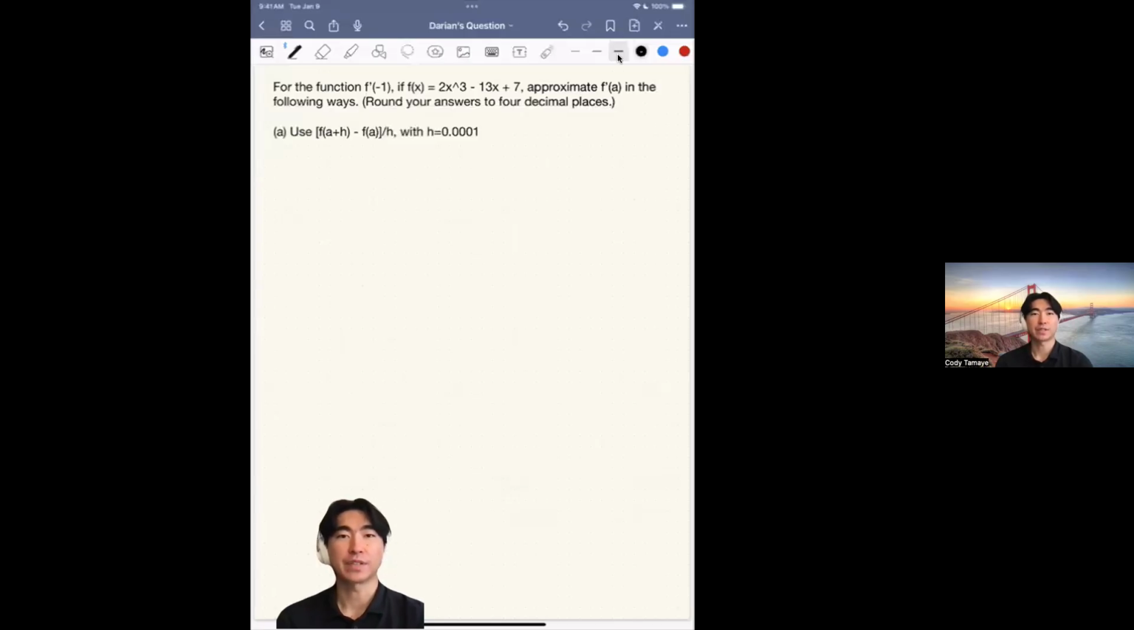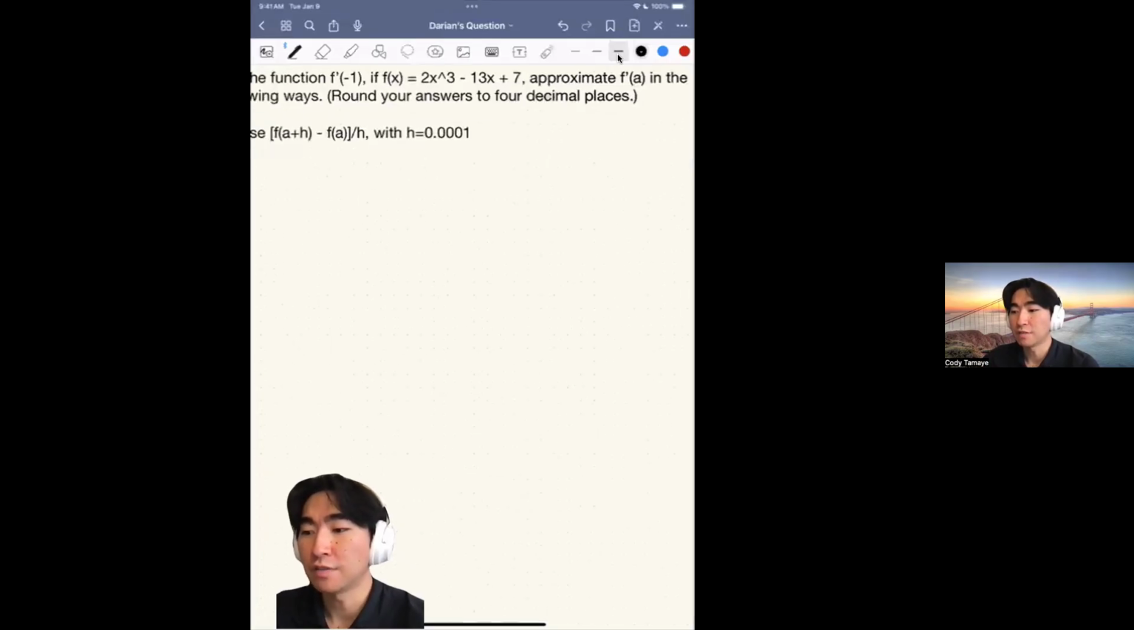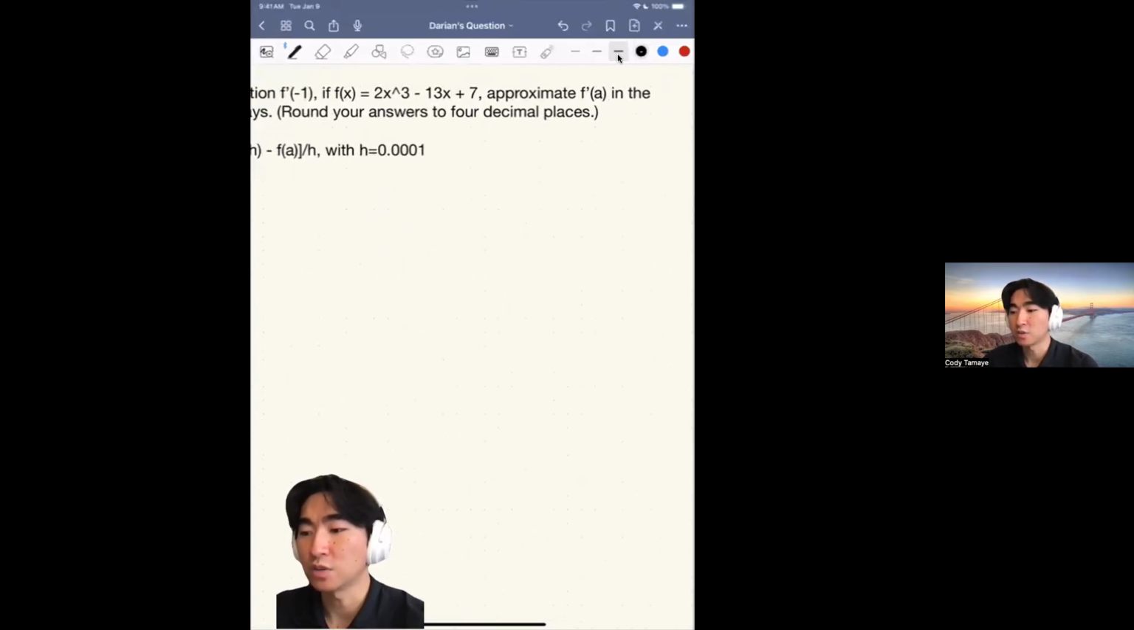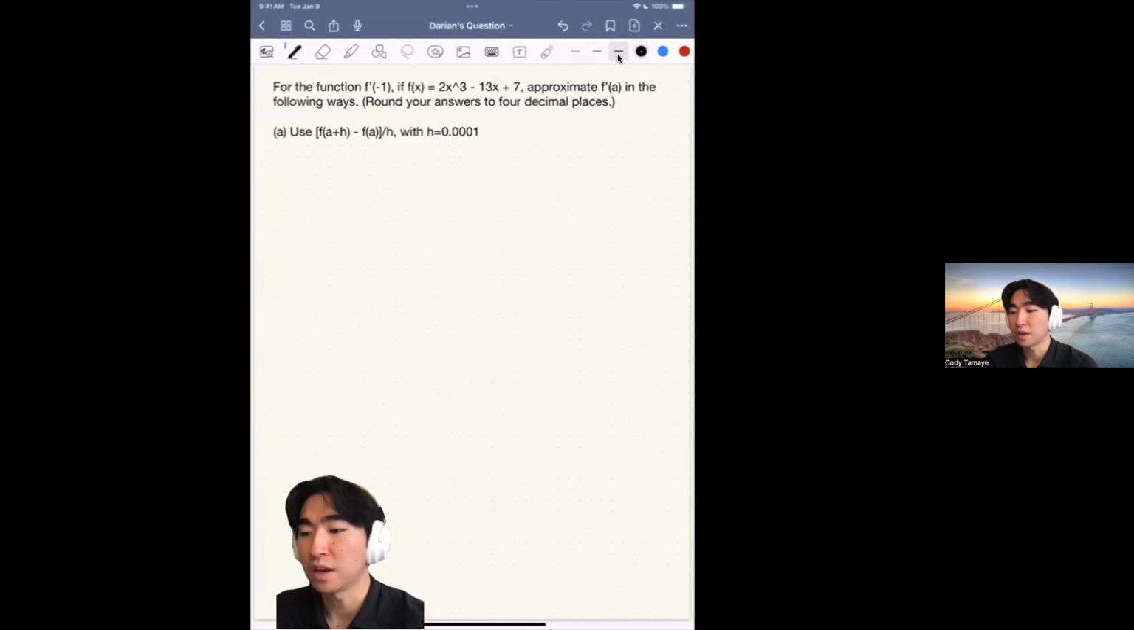I have over 5 years of experience tutoring students of a wide variety of ages, and today we'll be covering a calculus problem that was posted. So the question is as follows. For the function f of x equal to 2x cubed minus 13x plus 7, approximate the value of f prime of -1 in the following ways. Round your answers to 4 decimal places.